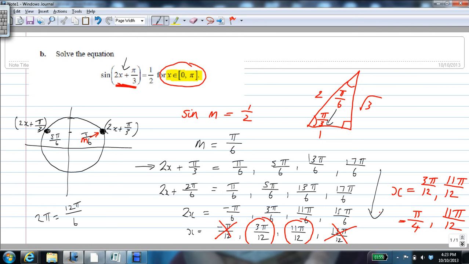So this was an actual question from the 2011 VCAA exam 1, and only 31% of people got both marks. It was a 2-mark question, and one of the problems was that people didn't look for all solutions in the domain, and I think a lot of people probably just got 3 pi on 12 and didn't keep going to the 11 pi on 12.